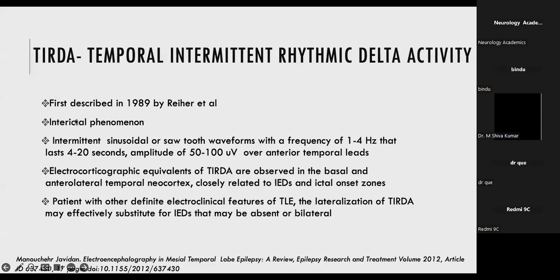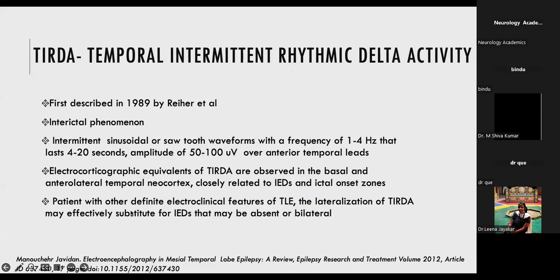Coming to the next epileptiform discharge, commonly seen in temporal lobe epilepsy, is TIRDA, temporal intermittent rhythmic delta activity. It was first described by Reher et al. It is an interictal phenomenon, and it occurs intermittently and rhythmically, and that is a delta activity. The frequency is around 1 to 4 hertz, and it lasts around 4 to 20 seconds with an amplitude of 50 to 100 microvolts over the anterior temporal leads.